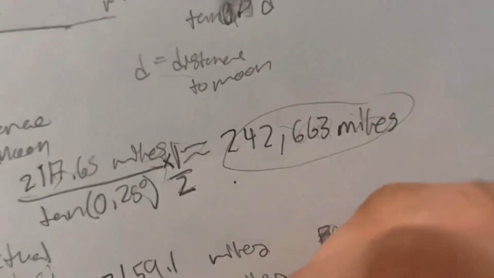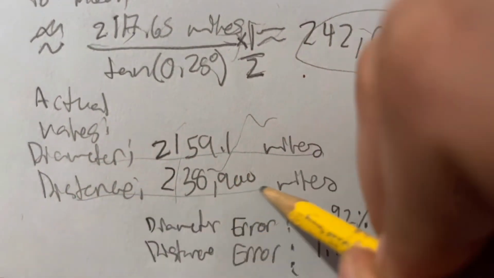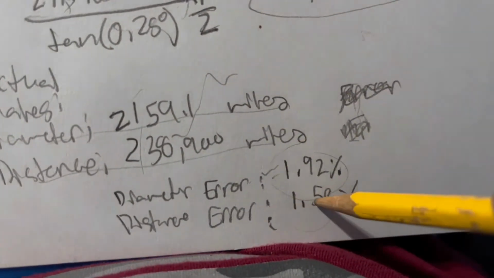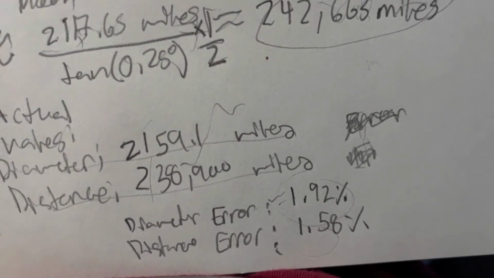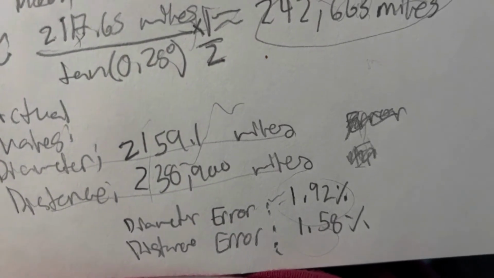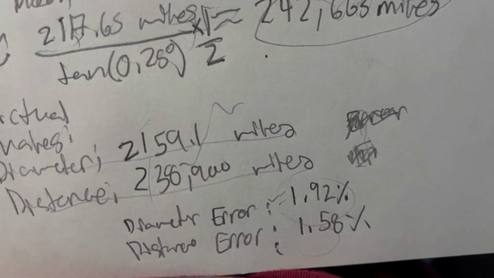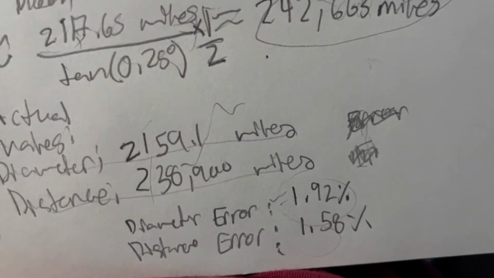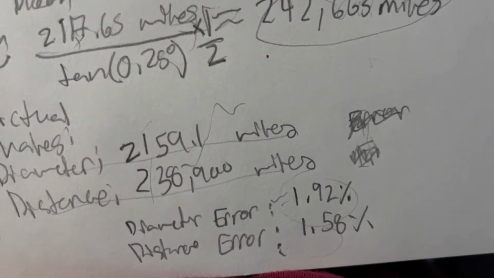Now let's look at the actual values of the diameter and distance to the moon. So the actual diameter is 2,159.1 miles, and the actual distance to the moon is along the lines of 238,900 miles. So my percent error for the diameter is 1.92% below, and for the distance to the moon, it's 1.58% above the actual. So I was remarkably close in my calculations to the currently accepted values.